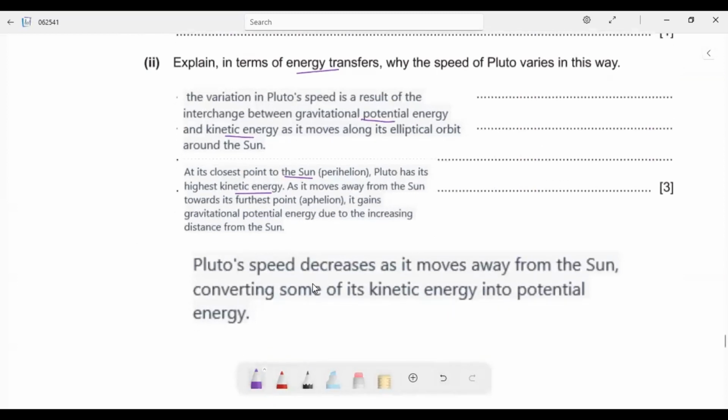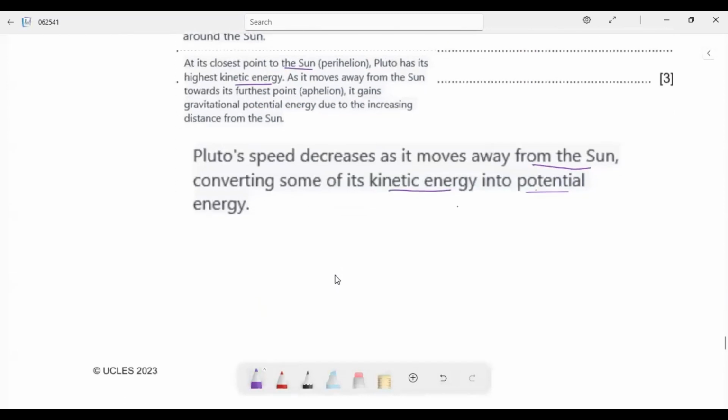So here, Pluto's speed decreases as it moves away from the Sun, converting some of its kinetic energy into potential energy. When it is moving away from the Sun, this kinetic energy is transferred to potential energy, so the speed is decreasing.